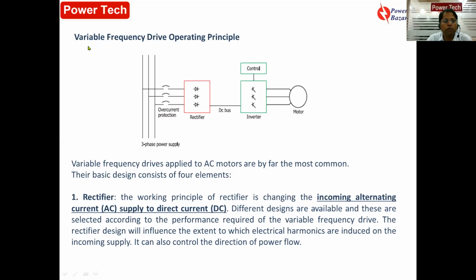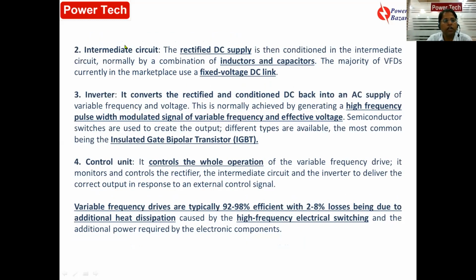So what are the components of variable frequency drives? One is the rectifier, which converts AC to DC. Then the intermediate circuit, where the rectified DC supply is conditioned, that means made ripple free by a combination of inductors and capacitors, so we can have fixed voltage DC links. Then the inverter converts the rectified, conditioned DC back to an AC supply, and you can have a high frequency pulse width modulated signal of variable frequency and effective voltage. Semiconductor switches are used to create the output, and IGBTs are employed in inverters. The control unit basically controls the whole operation.